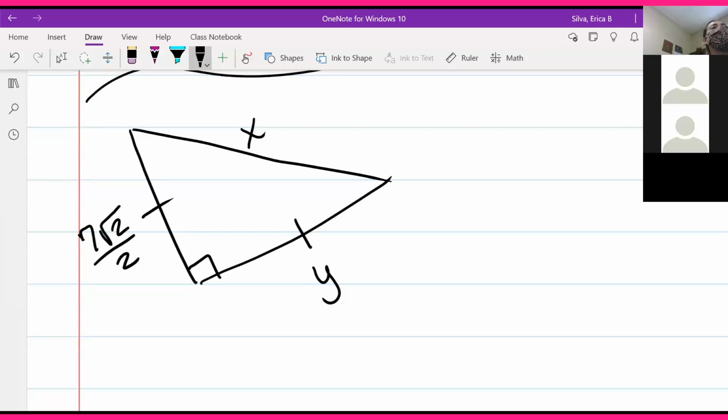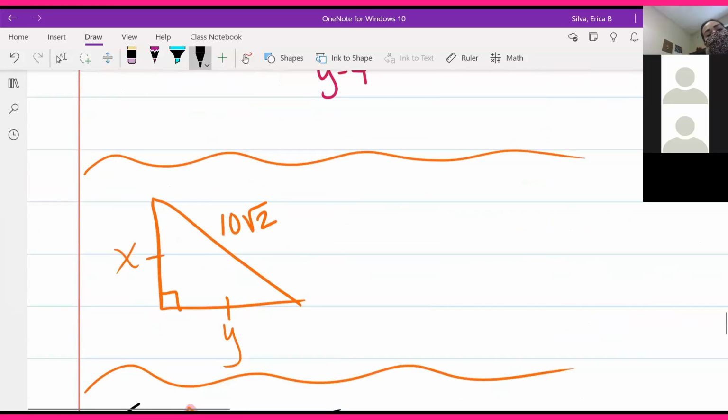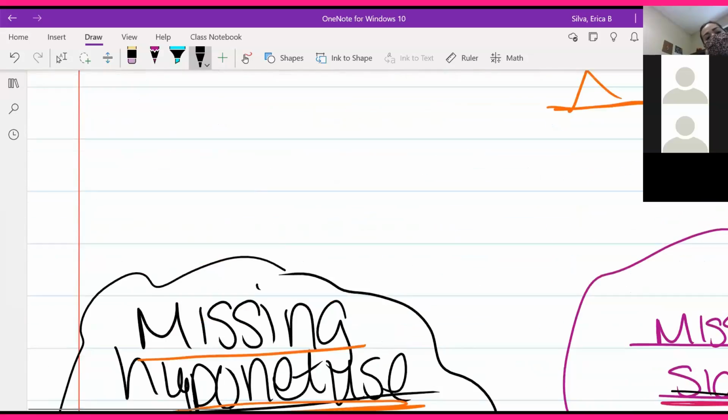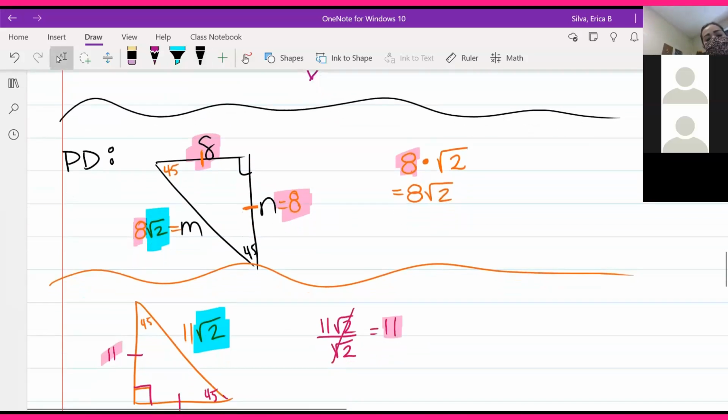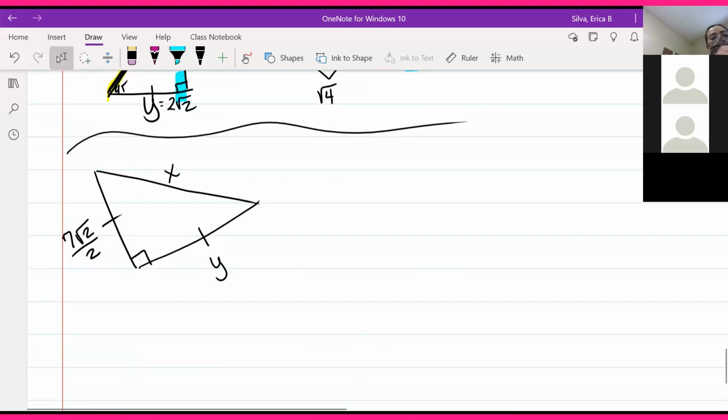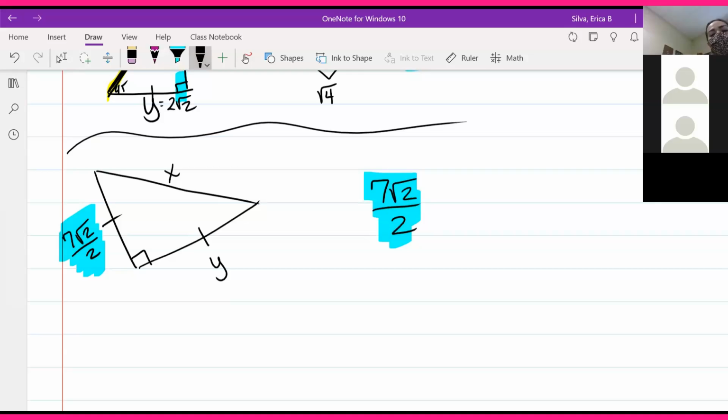Now, what are they giving us? Are they giving us the side length, or are they giving us the hypotenuse? You're correct. They're giving us the side length. So if they're giving us the side length, we need to find the hypotenuse. So what do we have to do to the side length? Multiply it by what? Not 2, square root of 2. So we get this whole thing, 7 square root of 2 divided by 2, and we're going to multiply it times the square root of 2.